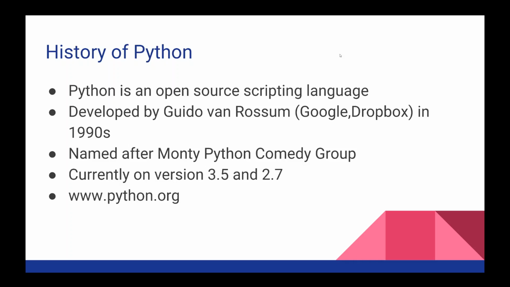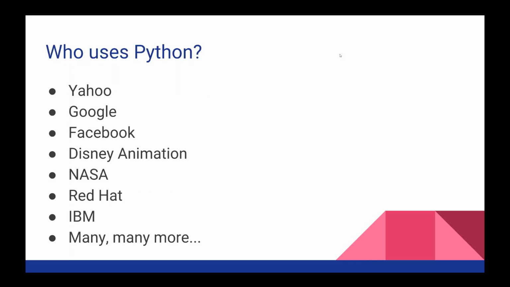So let's talk about who uses Python. This is just a very short list of a ton of people that use Python. All the major companies probably in the tech sector use Python. Companies such as Yahoo, Google, Facebook, Disney Animation, NASA's a big Python user, Red Hat, IBM, and many, many more.